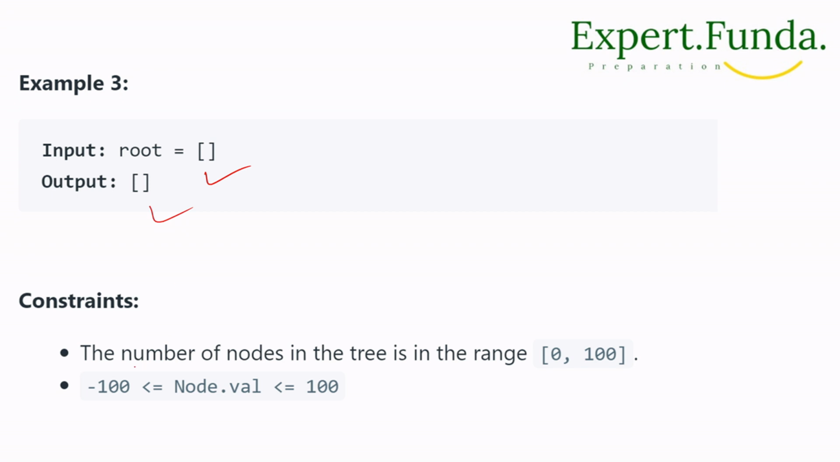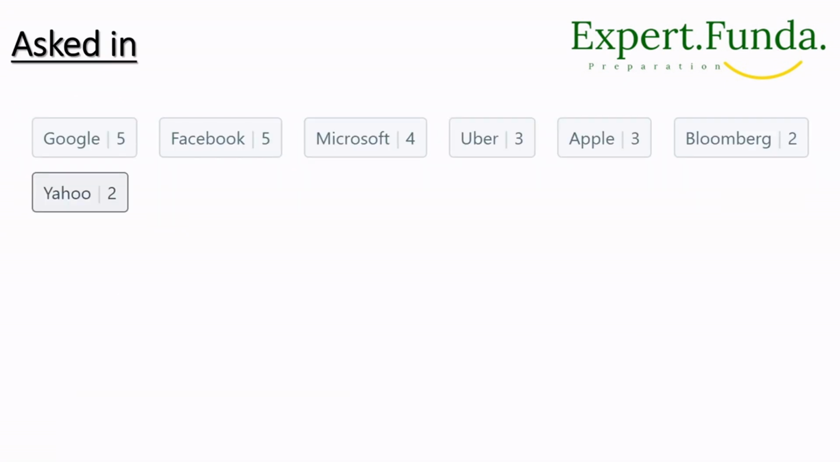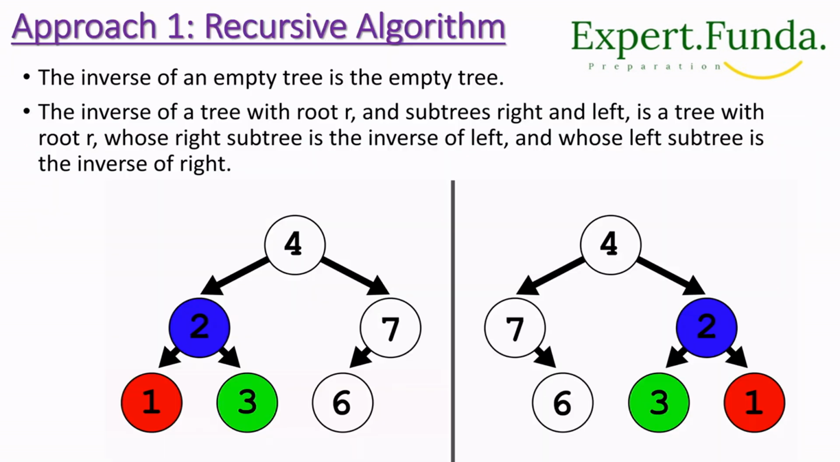The constraints we have are that the number of nodes in the tree is in the range 0 to 100, and the node value is between minus 100 and 100. This question is very important and has been asked many times in Google, Facebook, Microsoft and many other top companies, like in FAANG. So I recommend you go through all the approaches that we will discuss today.